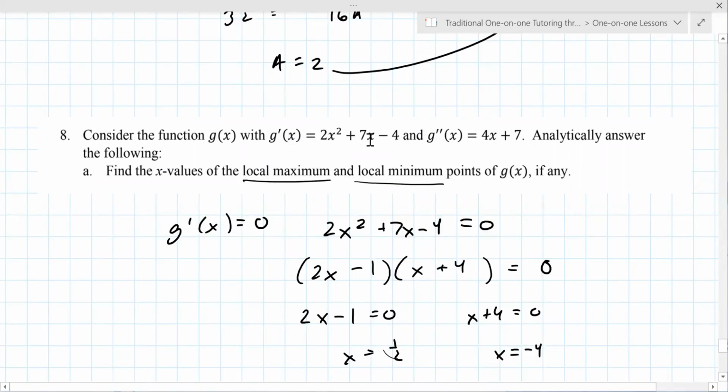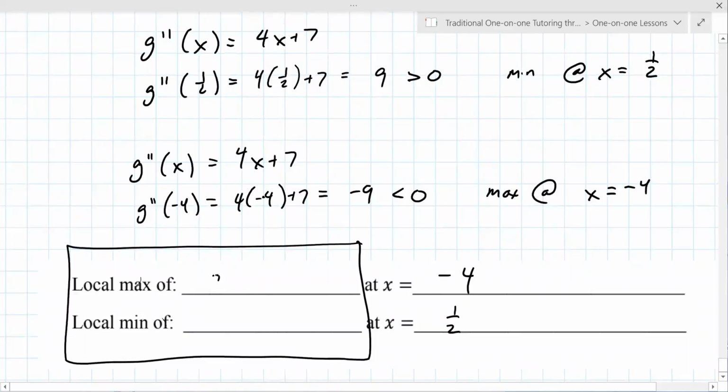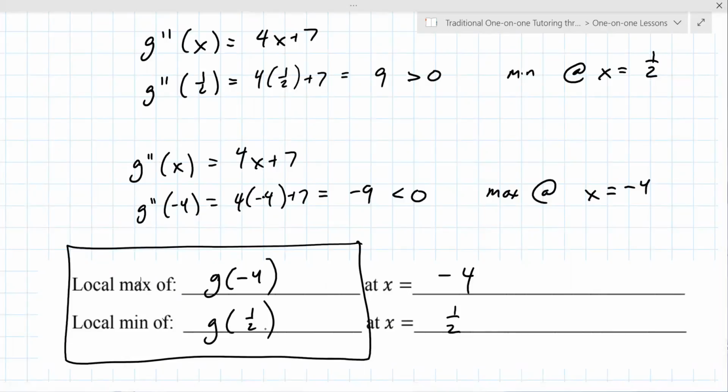So you can't find it, but you would figure it out by it. Basically it's g. This is the only thing you could do: g of -4, g of 1/2, whatever it is, that's your max, but you can't actually get a number. Okay. I feel like we're good with that problem now.